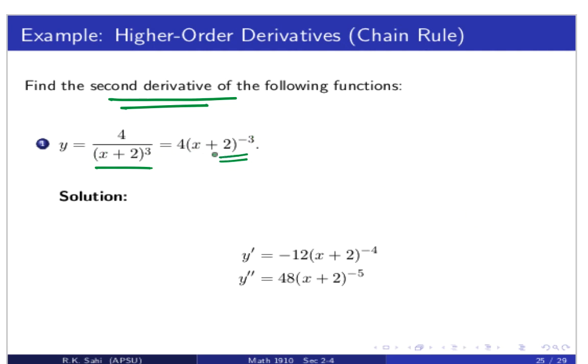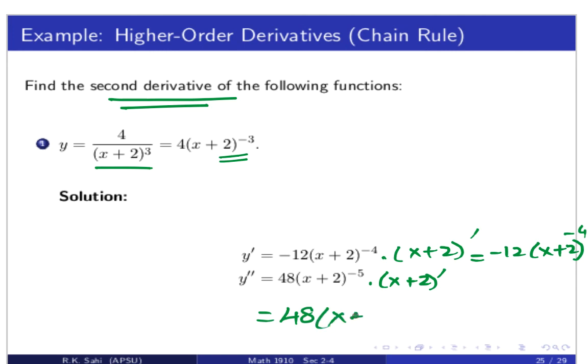It's minus 12 times (x plus 2) to the power of minus 3 minus 1, which is negative 4, times the differential of x plus 2. We all know the differential of x plus 2 is what? A 1. So which is basically negative 12 times (x plus 2) to the power negative 4. Now once again, if you take the differential of this, what is it? Negative 12 times negative 4 is 48, times (x plus 2) to the power of minus 4 minus 1, minus 5, times the differential of x plus 2. Final answer, 48 times (x plus 2) to the power minus 5.